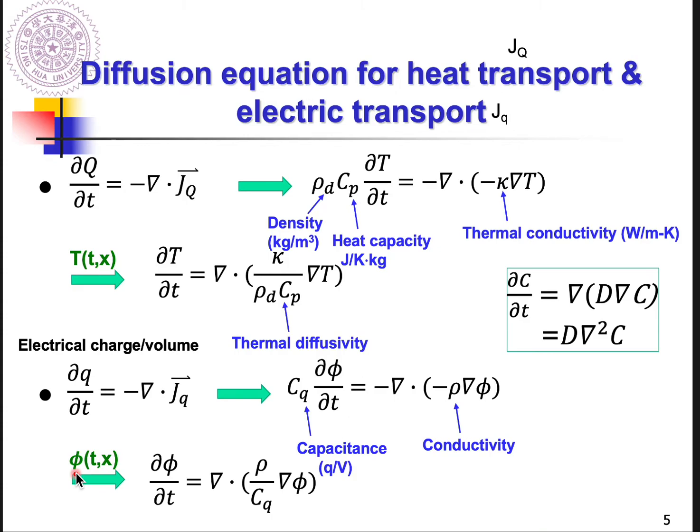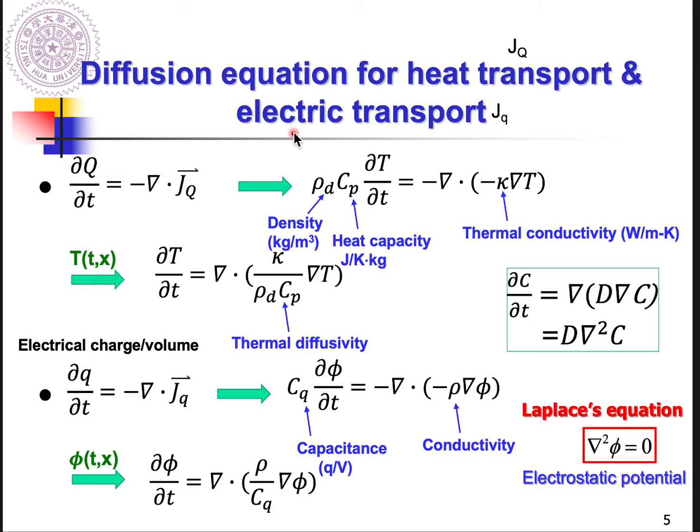Okay, so we have already finished telling you how to formulate the diffusion equation, not only for mass transport, but also for heat and electrical transport. And by the way, probably you have learned a Laplace equation before, right? And what's a Laplace equation? Some people would say the Laplace equation is when you put the Laplace operator on φ, the electrical potential, and get 0. This is a Laplace equation.